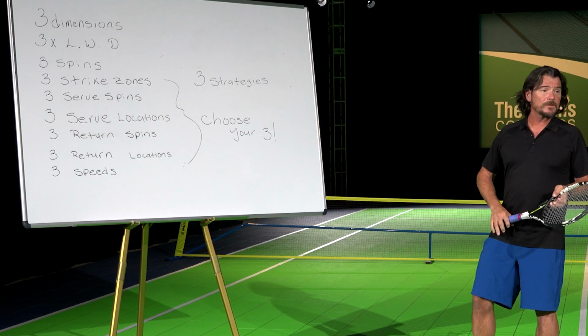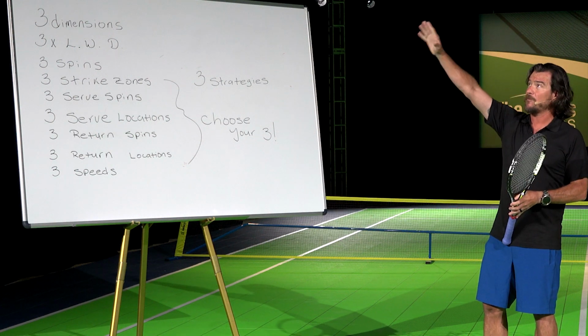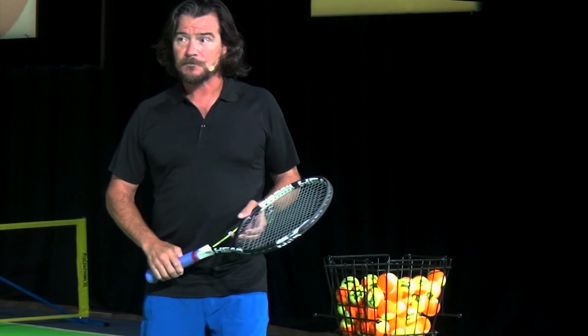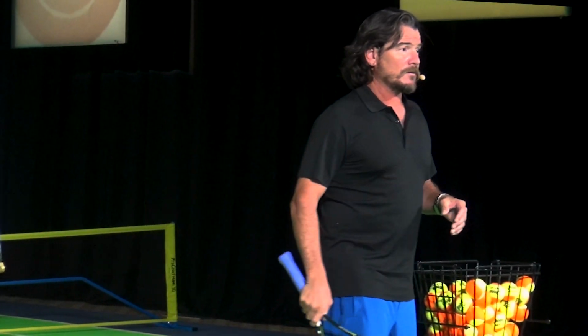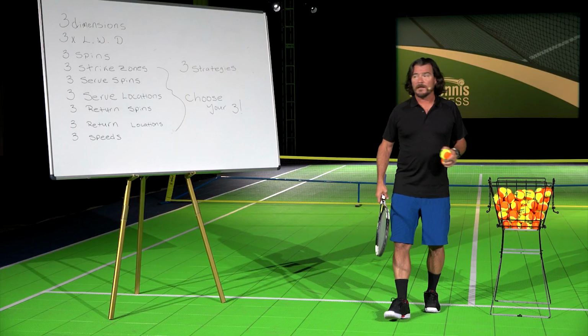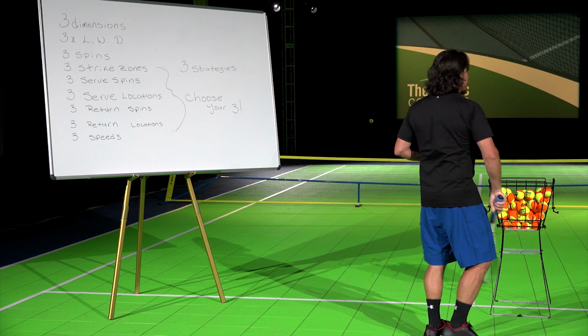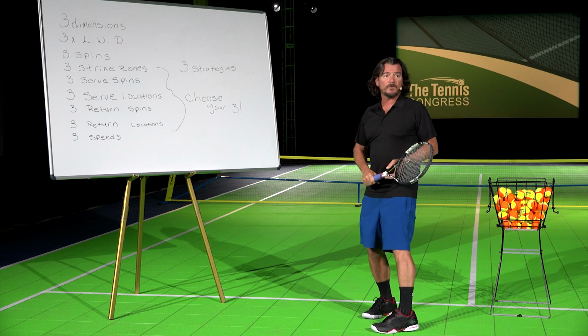There are 3 strike zones: below my strike zone, in my strike zone, and above my strike zone. Sometimes it's way above my strike zone. Sometimes it's way below. But again, that's up to you as a player. There are 3 serve spins: slice, flat, and kick. A lot of people don't realize that the slice serve is on the side. Very different than the underspin we hit on the backhand slice or a forehand slice.